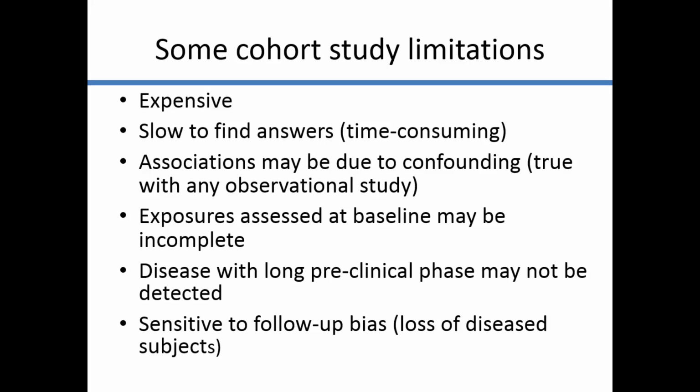Diseases with a long preclinical phase may not be detected. In other words, people may already have the disease, but we think they don't. So people who shouldn't be in the cohort study are in the cohort study. And sometimes you deal with that by excluding any cases that occur within the first year, for example, because it suggests they really did have a preclinical stage of disease.